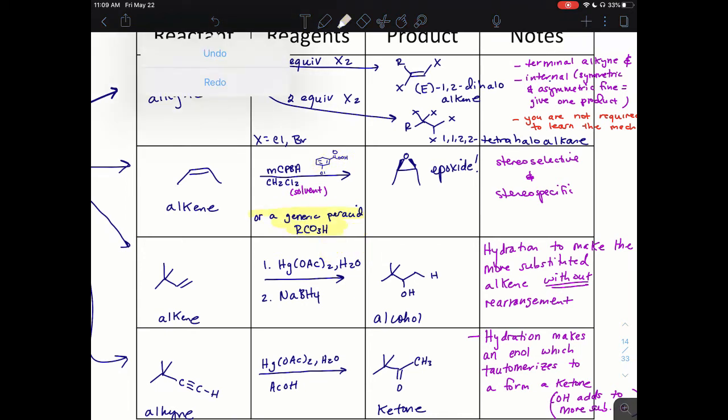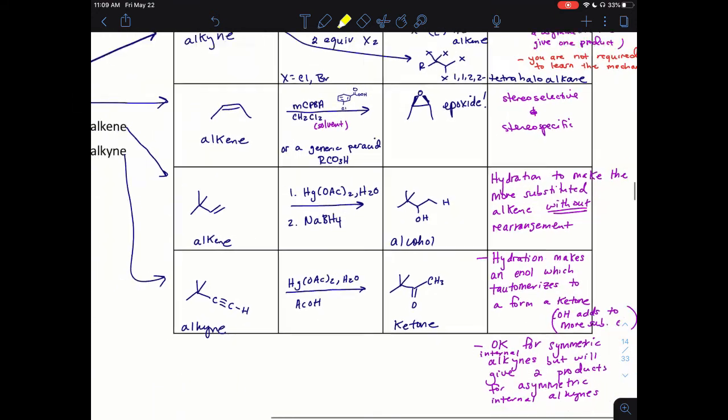Methylene chloride might be the solvent. This generates an epoxide in a stereospecific and stereoselective fashion. So the cis alkene will result in a cis relationship of the methyl groups in the epoxide, for example.